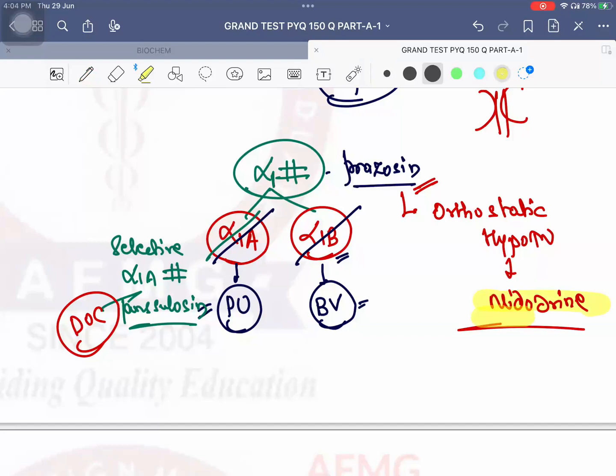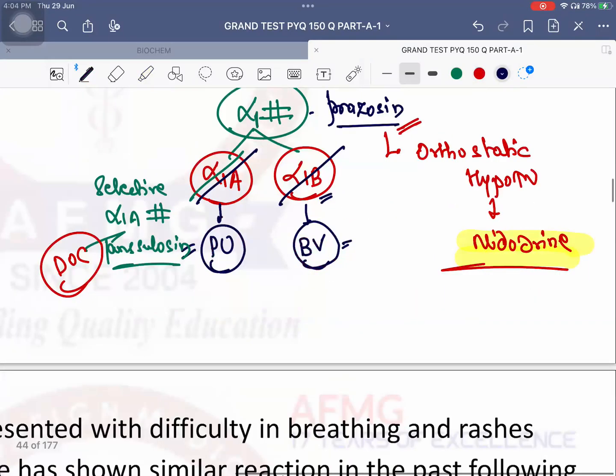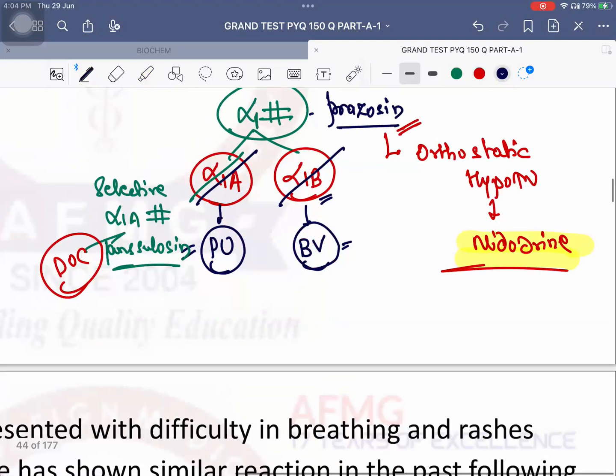Midodrine, what is it? You are blocking alpha 1, right? Midodrine should be an alpha 1 agonist. So midodrine is an alpha 1 agonist itself. Please remember this. Okay? The another alpha 1 agonist you need to remember, and that was a previous year question. Answer is phenylephrine. Phenylephrine is the only one drug which causes mydriasis.